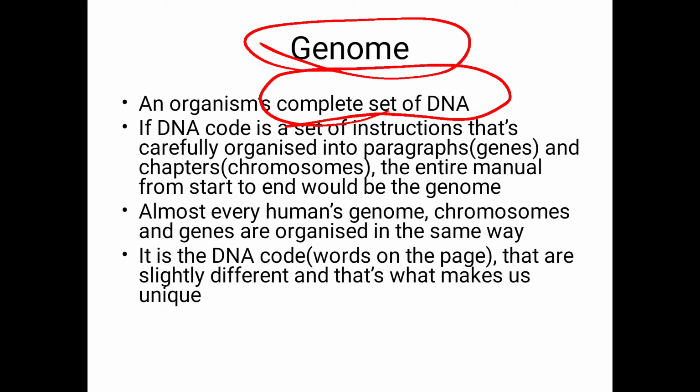So we can say that if DNA code is a set of instructions that is carefully organized into paragraphs, what are the paragraphs? Genes. And chapters? The chapters are chromosomes. Then the entire manual from start to finish would be the genome. Almost every human's genome, chromosomes and genes are organized in the same way, not similar, the same way.